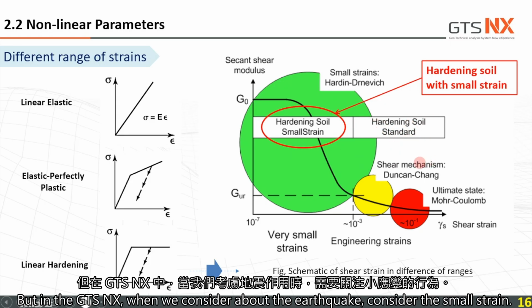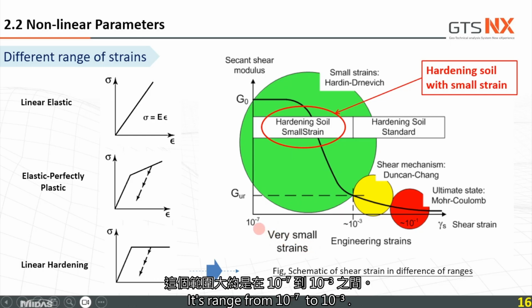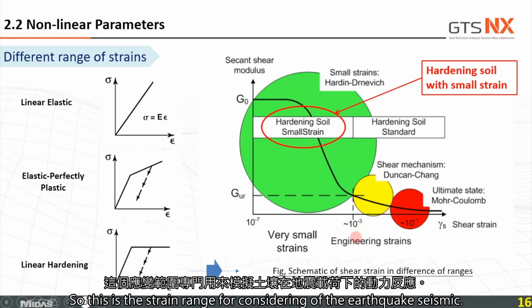But in GTS NX, when we consider the earthquake, we consider small strain, so we will consider another different small strain range from 10 power minus 7 to 10 power minus 3. So this is the strain range for considering earthquake seismic.